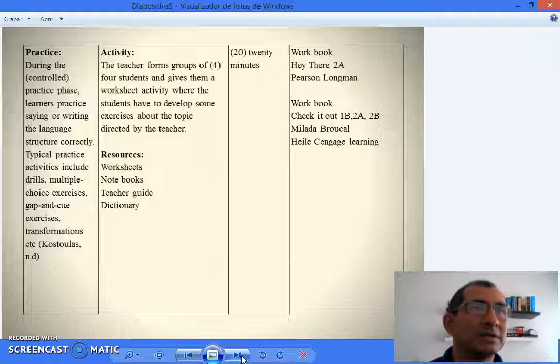The source is a workbook, Heider 2A, Pearson Longman is the publisher, and another book is the workbook Check It Out, 1B, 2A, 2B, published by Mirada Brocal, Highlight Engage Learning. Okay, this is the source.